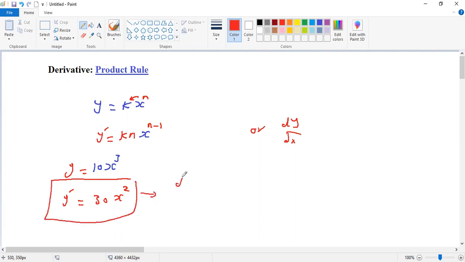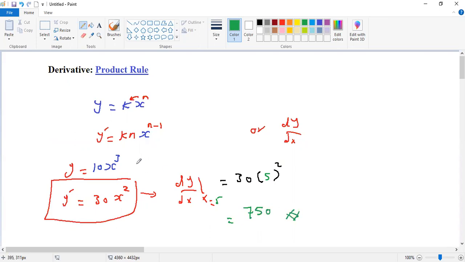And if you are asked to find, for example, dy/dx at x equals 5, then this is equal to 30x squared, the derivative of 10x cubed, with x equal to 5. Now replace x by 5. So we have 5 squared, 25, times 30, 750.